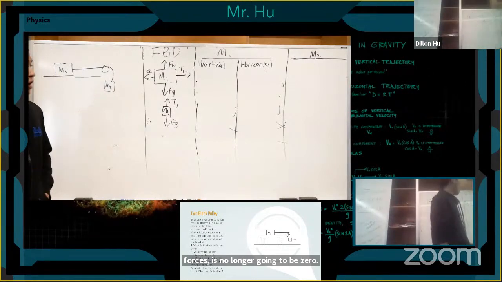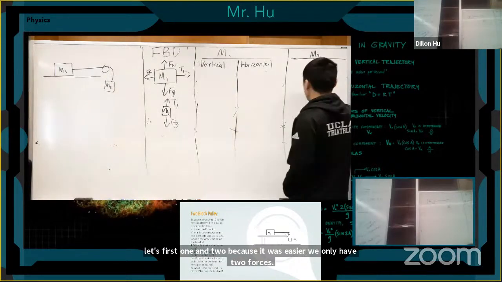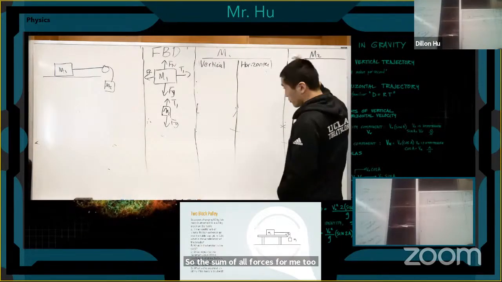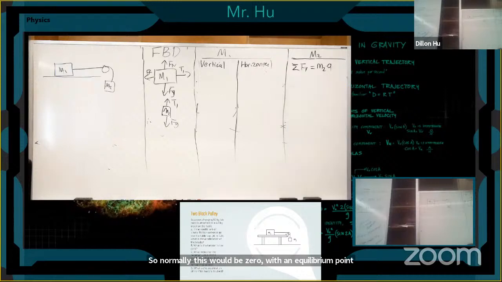So let's first start with M2 because M2 is easier. We only have two forces to work with. So the sum of all forces for M2 is going to equal its mass times acceleration. Normally this would be zero if it's in equilibrium, but in this case we can no longer assume that it's equal to zero.